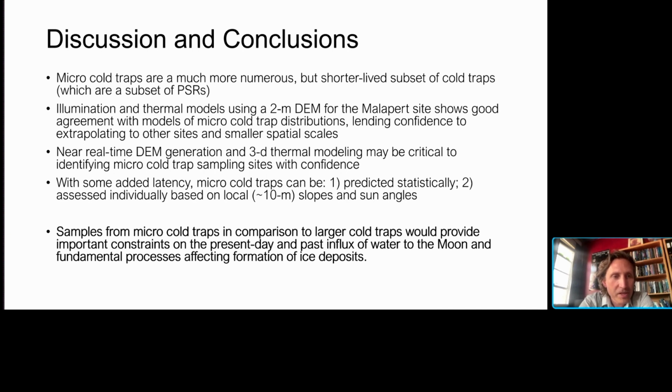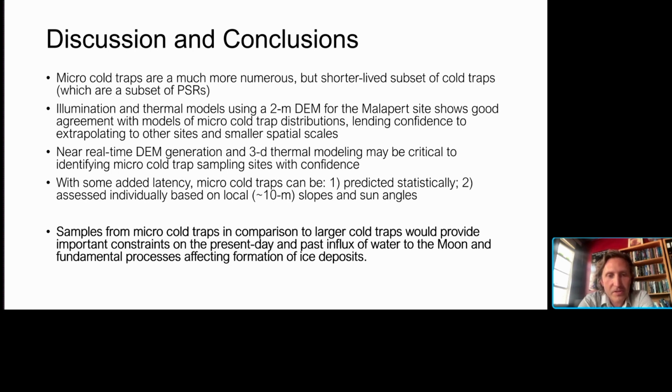We propose that near real-time DEM generation could be done along with the 3D thermal modeling. We've reduced the computational time of these types of models down to a few hours now. And so this could be done with knowledge of the topography from photographs from the surface, for example. If there is some latency where we can't get that data right away, you can still estimate the likelihood that a shadow is a micro cold trap based on the slopes and sun angles.